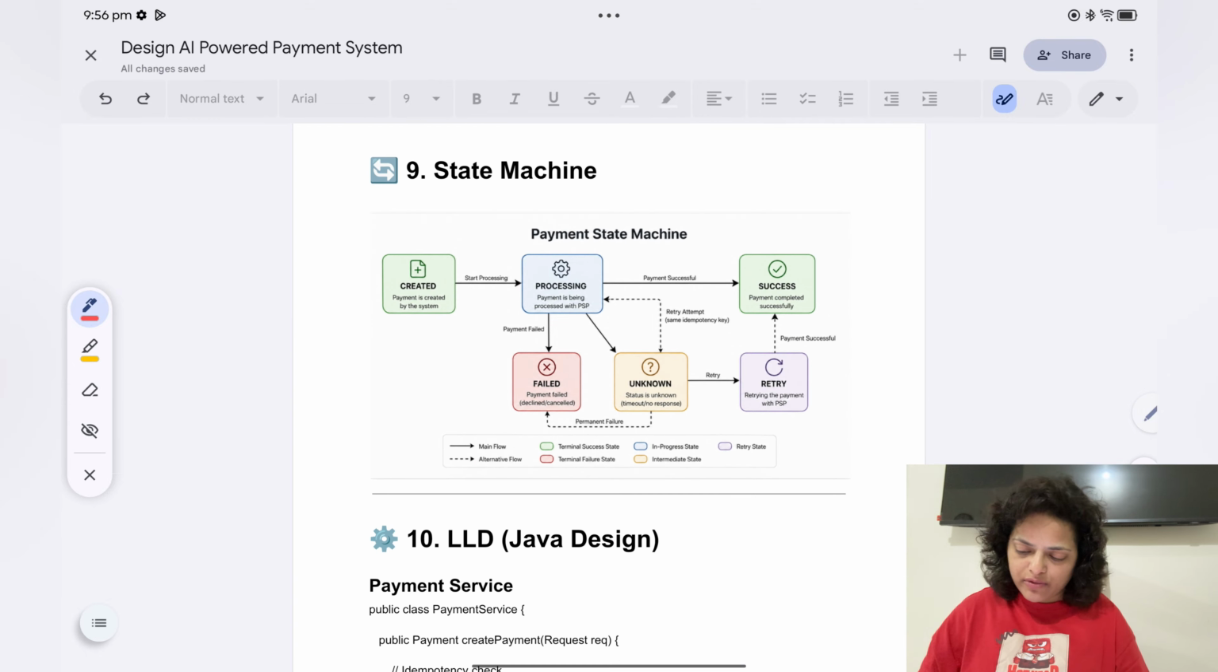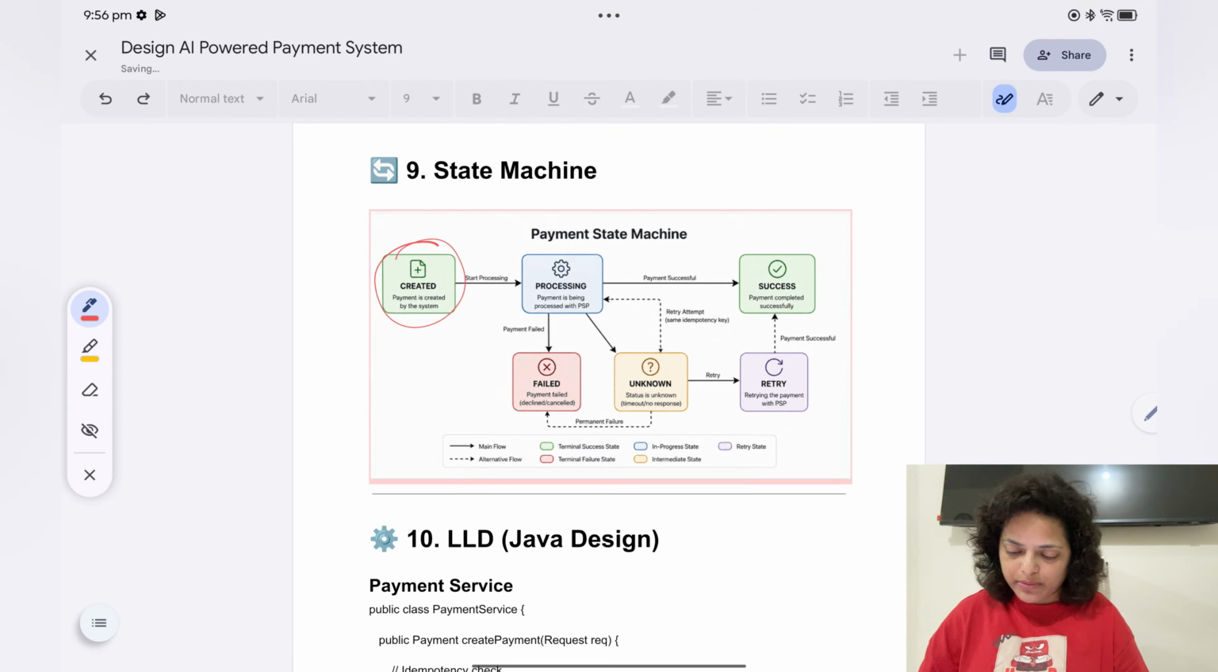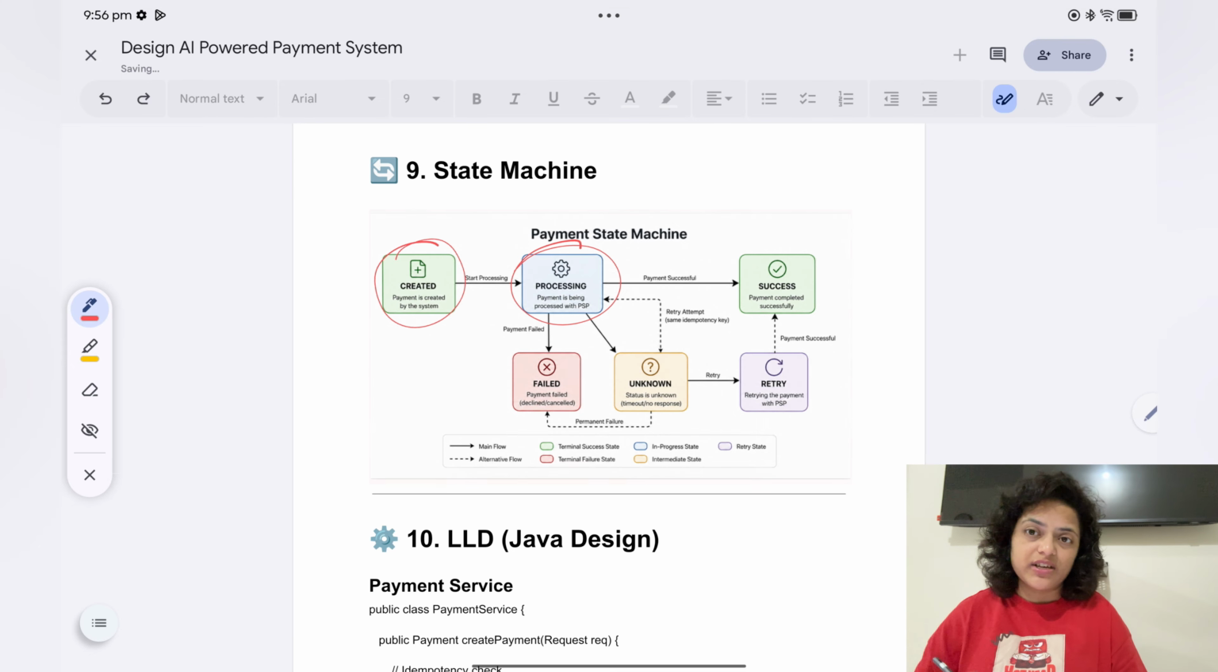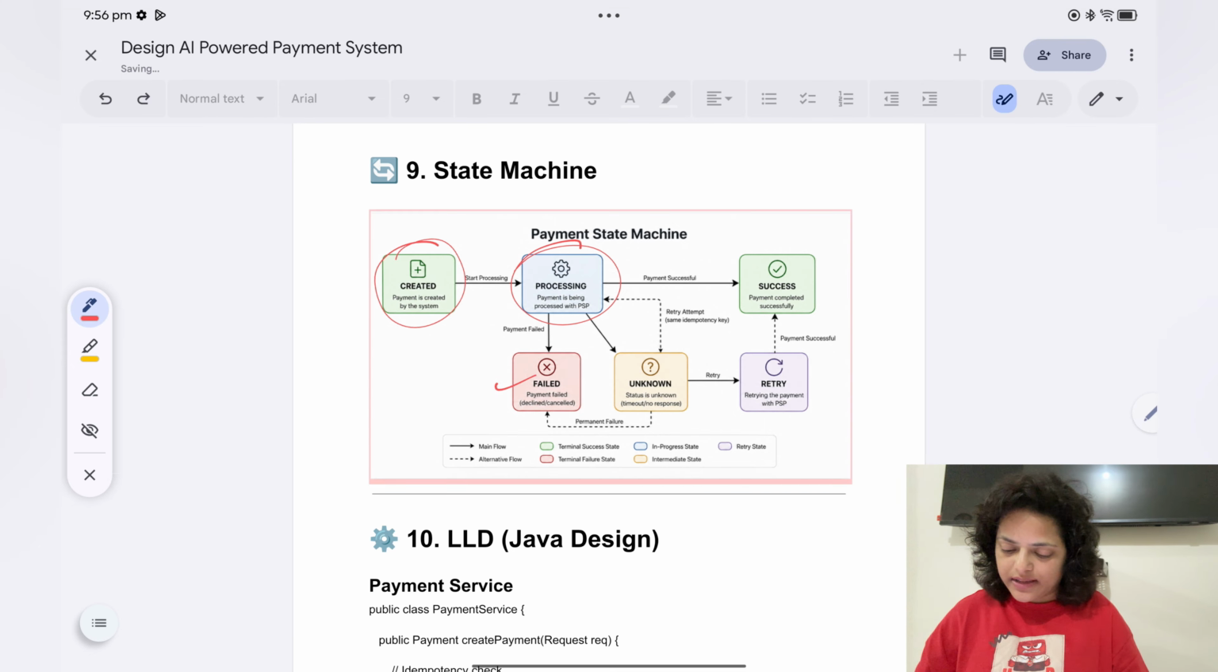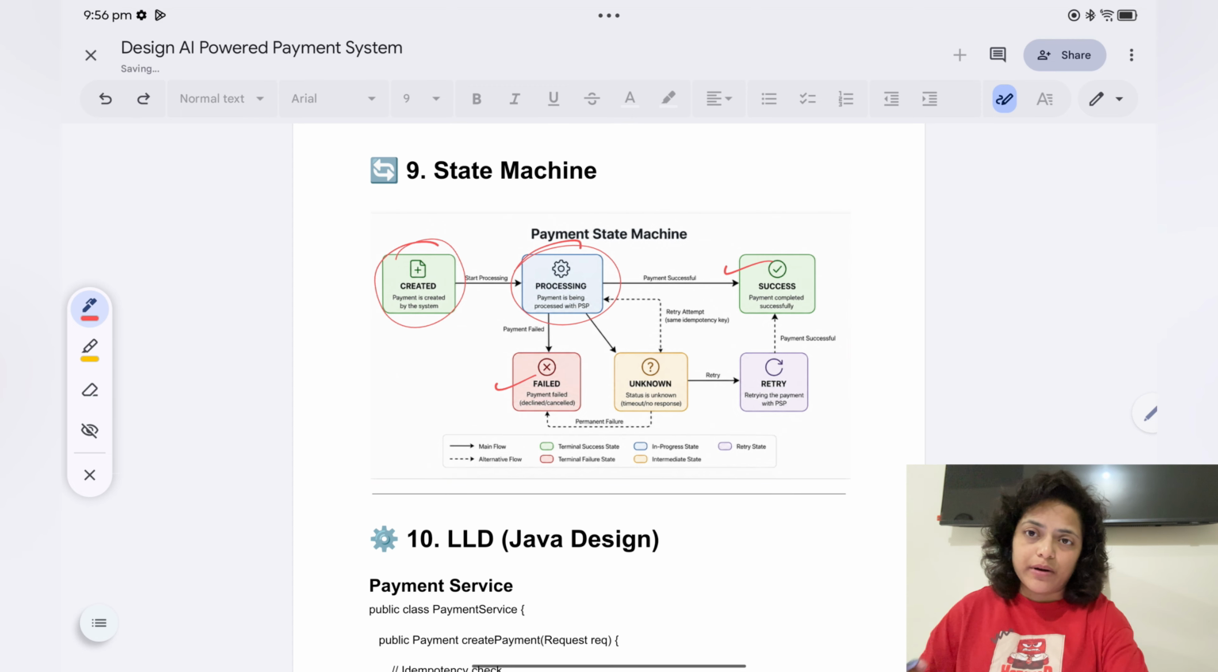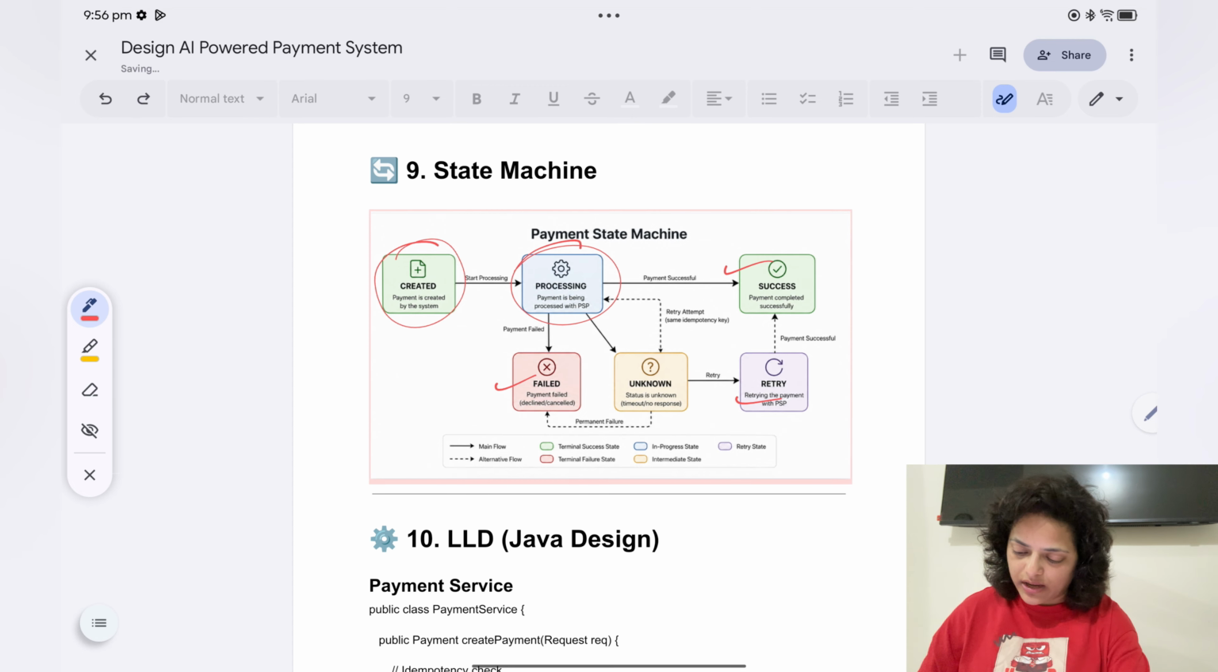Now state machine, we have already discussed this: first your payment will be created, then it will go into the processing state. From processing, either it can fail, or it can succeed, or if it is unknown, like a timeout happens or something, then retry will happen again here.